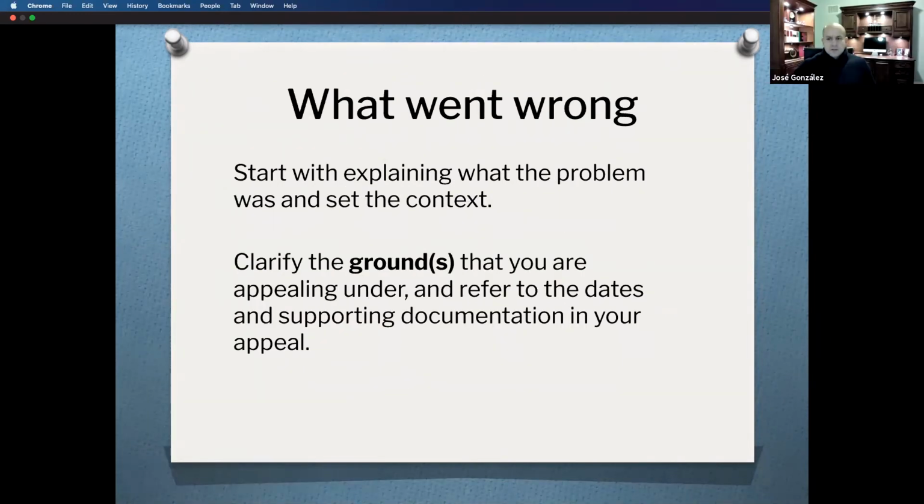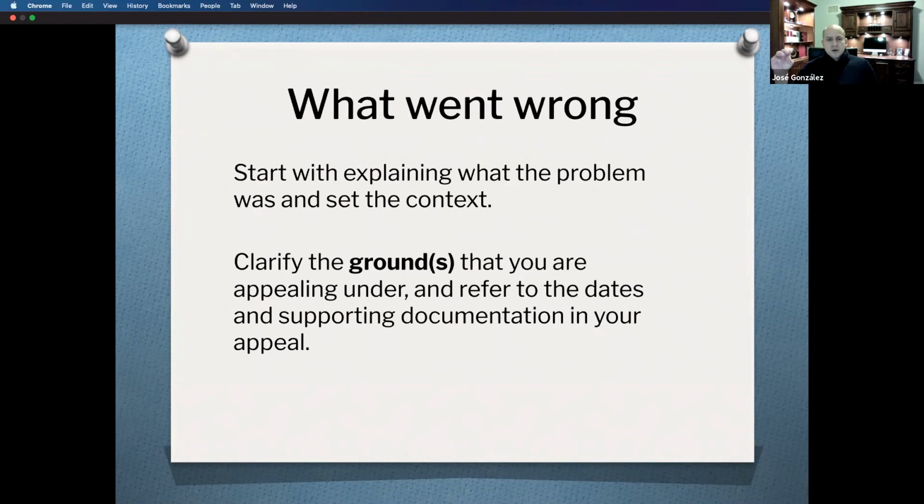Okay, for the first item, what went wrong, which is basically the ground of appeal, you need to identify whether this is a grade or a standing appeal. You need to identify one or more grounds for appeal in Policy 168. We were just talking about those grounds for appeal. They are the same for grade and standing appeals, with the exception that course management only applies to grade appeals.